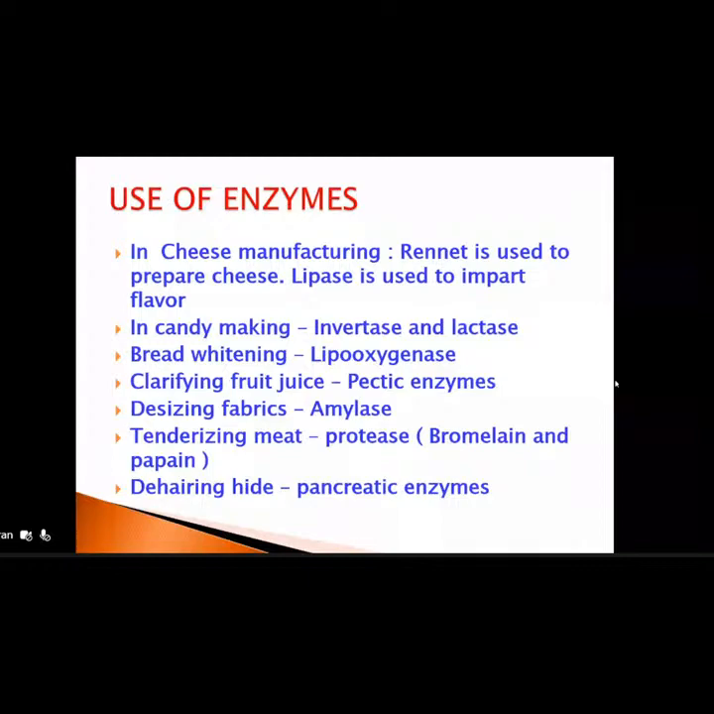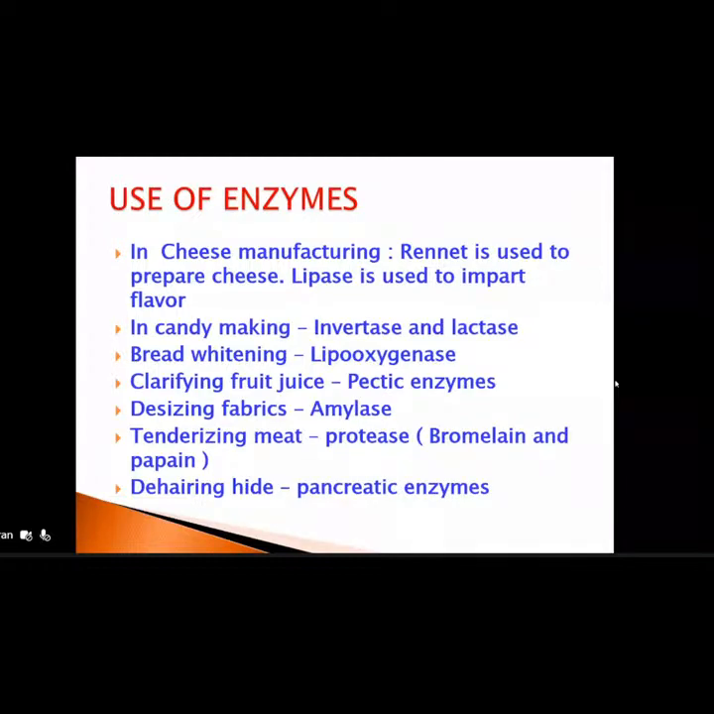And next is desizing fabrics, right? Another important use of enzymes, for this we can use the amylase enzyme. So what does this amylase do? Actually, this amylase acts on starch to form glucose molecules. So for desizing fabrics in the textile industry, we are using amylase.